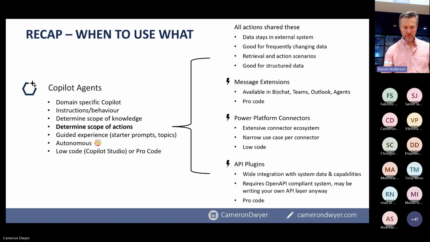Then on the action side of things, we talked about, well, first of all, what's different between knowledge and actions, recapping on that. Knowledge was really bringing things in on a scheduled basis, and they're forming part of your semantic index and your grounding data. Actions, the data stays in the external system, and we're referring to it in real time. And so they're really good for frequently changing data.